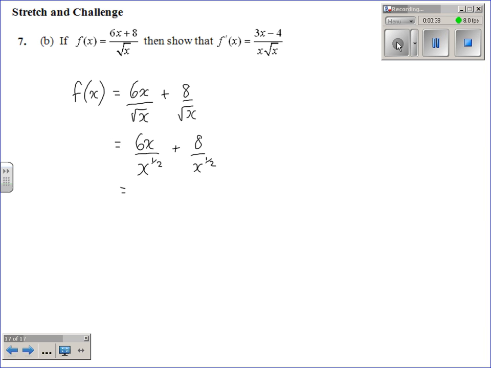And then at this point here, you'll get it all on the numerator. So if you look at your numbers first, you've got 6. And then for the powers of x, you've got x to the power 1 divided by x to the power half, but you're taking away the powers. So 1 minus a half is a half.